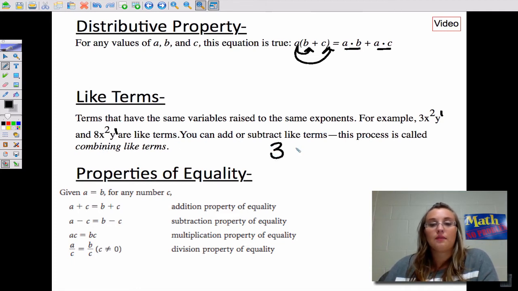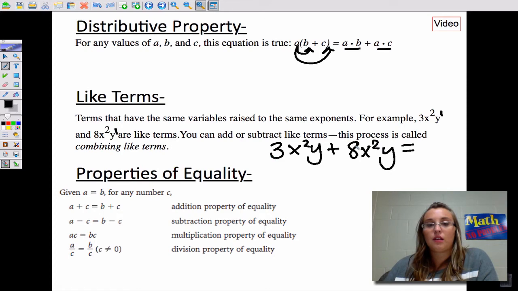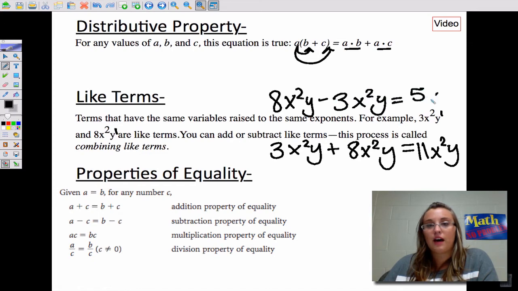So let's say our expression wanted us to add them. That would be 3 plus 8, that's 11x squared y. Let's say they wanted us to subtract. Let's put x squared y in the front this time. Minus 3x squared y. That would give us 5x squared y. Okay? The exponents and the variables do not change. They stay the same. They're like terms. All that happens is that we just have a different number of those variables at the end by combining these two like terms together. Okay?